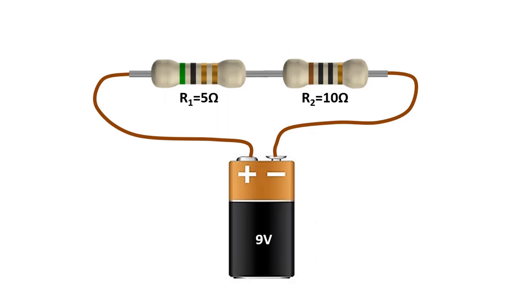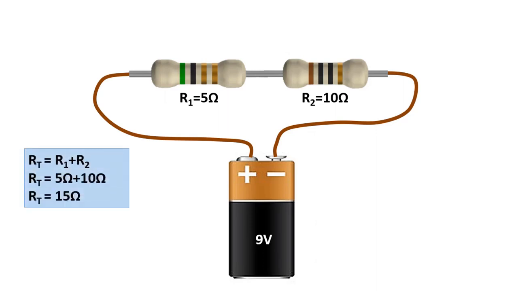What if there are 2 resistors? First, we need to calculate the total resistance. Here, the total resistance value is 15 ohms from the sum of 5 ohms plus 10 ohms. The current value is 0.6 amps from 9 volts divided by 15 ohms.